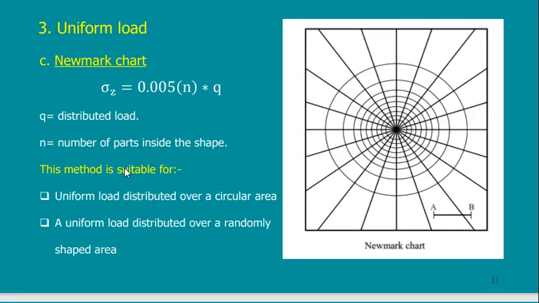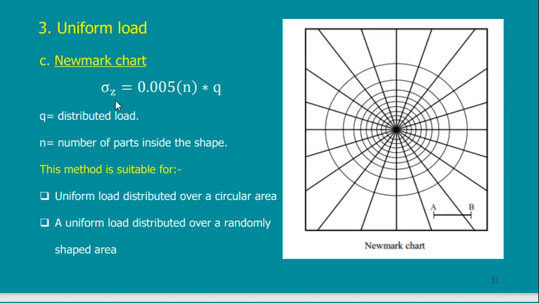There is another method called the Newmark chart for calculating the uniform load. It was named after a scientist called Newmark. He derived a formula, and this formula he transferred into a chart, and we can use this chart to calculate the stress under any shape. Not square, not rectangle, any shape, whether it is a random shape. He can calculate the stress below any point in this shape.